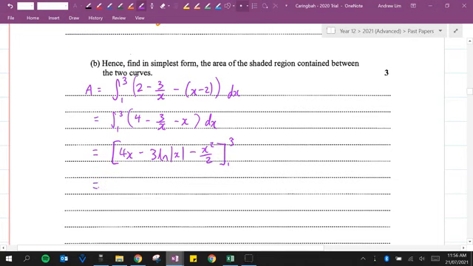So we've got 4 times 3 is 12, minus 3 ln of 3, minus 9 on 2. And we need to subtract 4 lots of 1 minus 3 ln of 1 minus half.